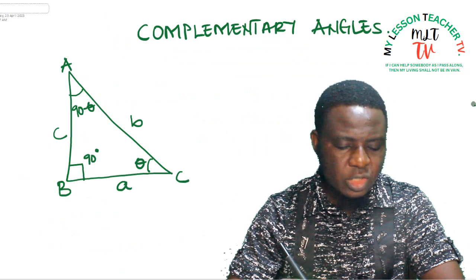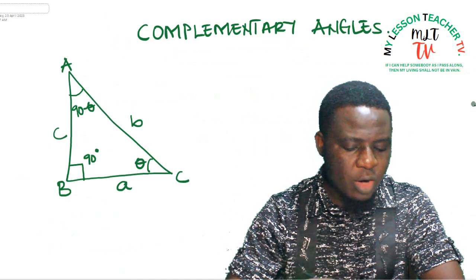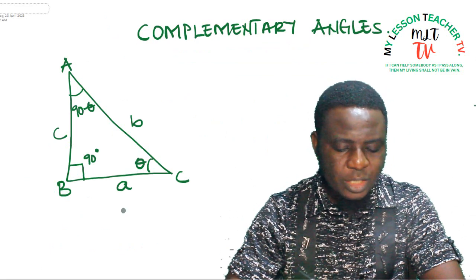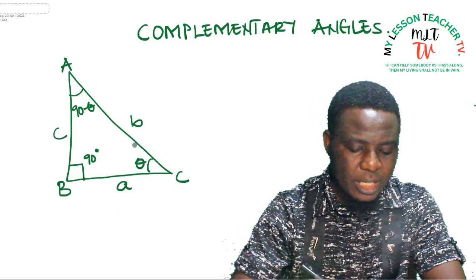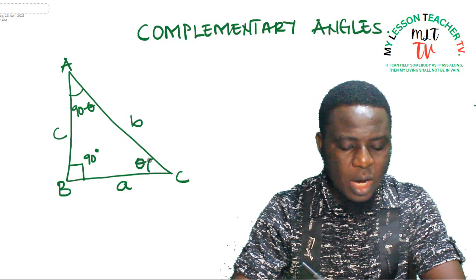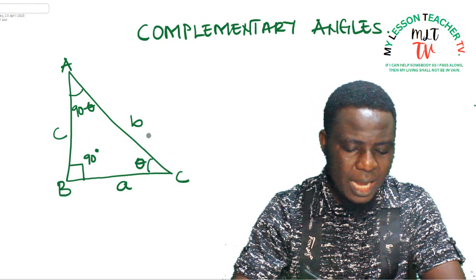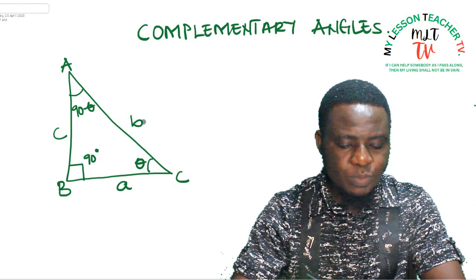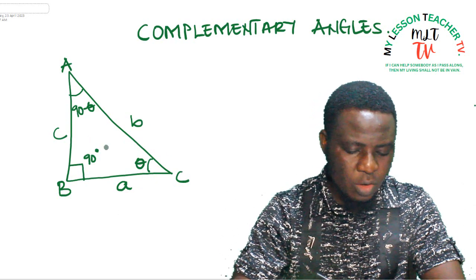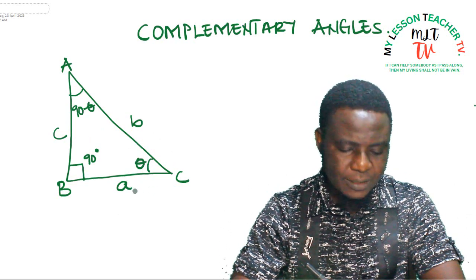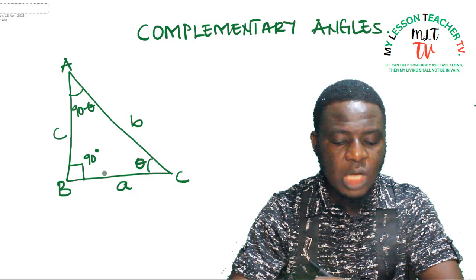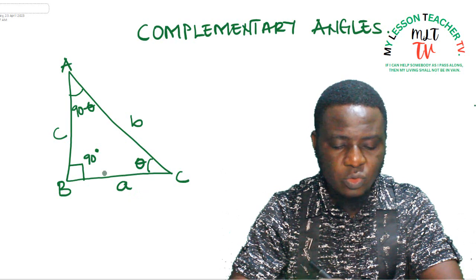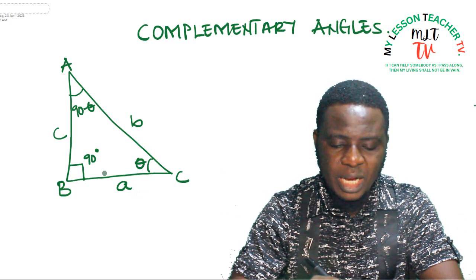We shall consider triangle ABC. In triangle ABC, at the last class, I told you that with respect to angle theta degrees, line AB, which is C, is said to be the opposite side to angle theta, while line AC is said to be the hypotenuse of this triangle ABC, and line BC is said to be the adjacent side. One of the basic theorems of a triangle is that the sum total of the angles in a right angle triangle is said to be 180 degrees.